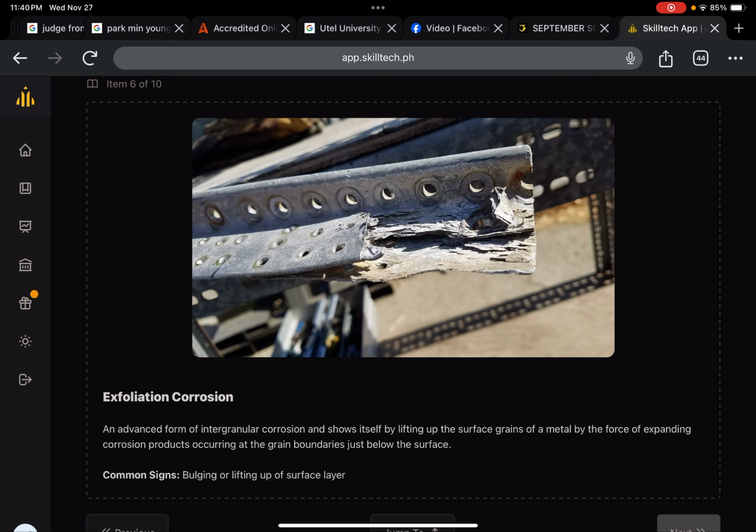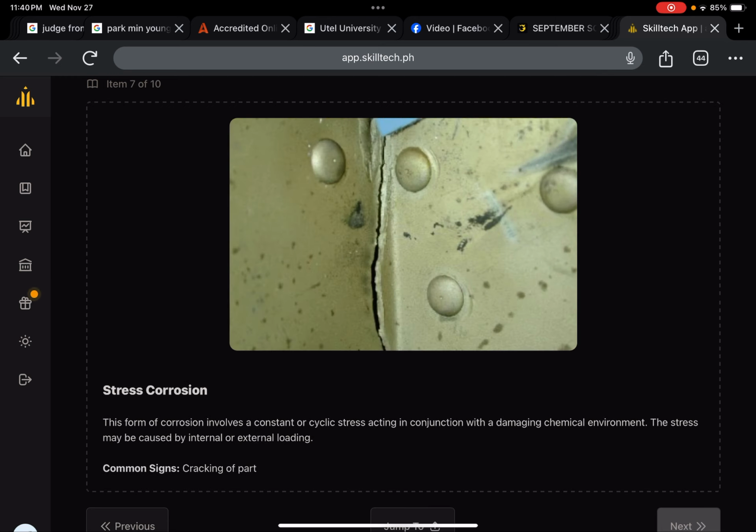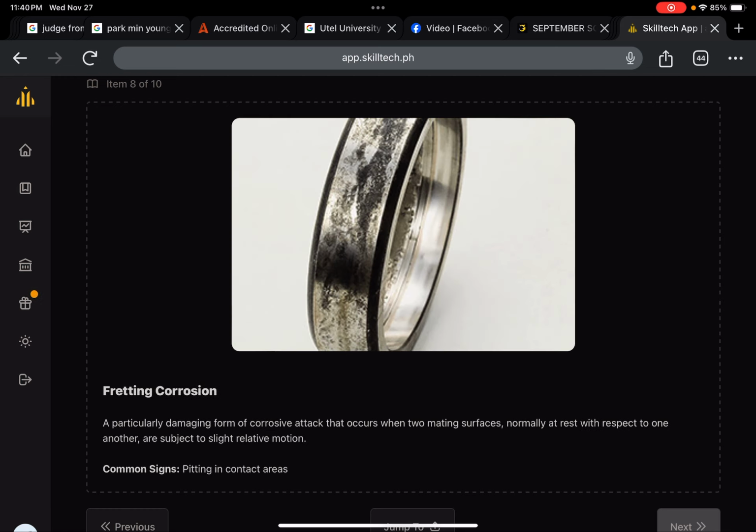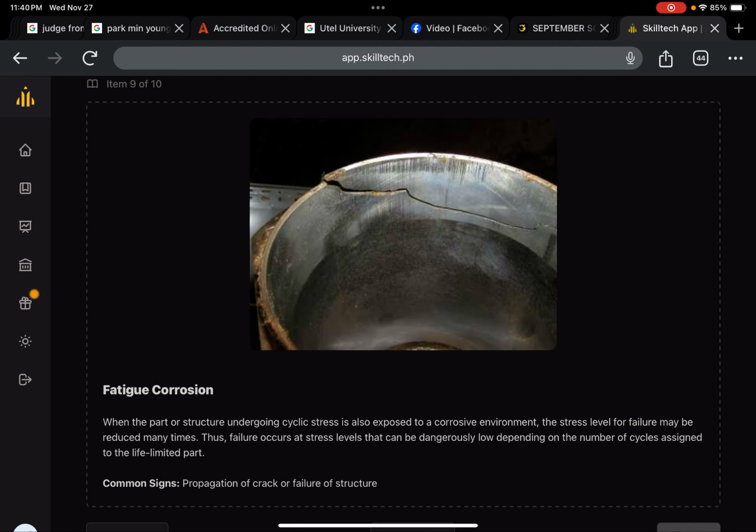So that's exfoliation. Next would be stress corrosion. By constant cyclic stress acting in conjunction, that is stress corrosion. We have fretting. So this is caused by corrosive attack when two mating surfaces normally at rest with respect to one another. So that is the fretting. We have the fatigue. Under cyclic stress, also exposed to corrosive.